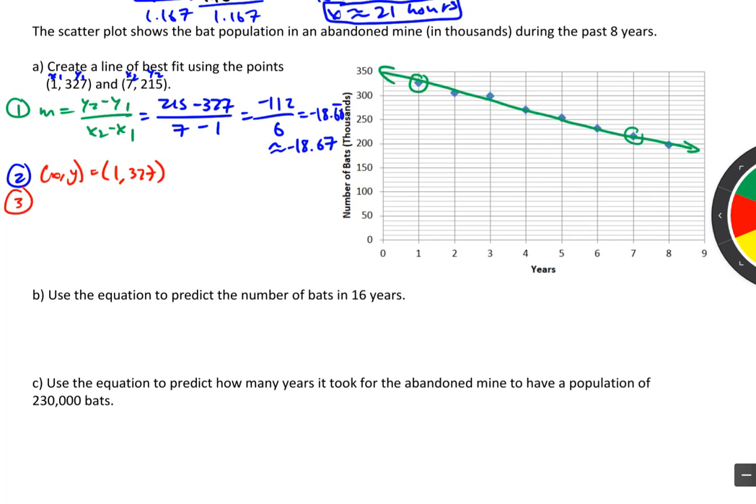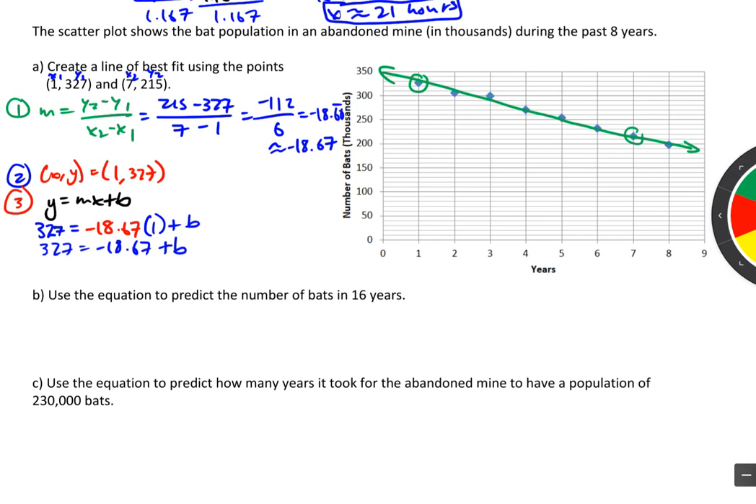Okay, step 3. Now we want to use our equation. So remember the equation of a line, y equals mx plus b. So y is 327. m in this case is our slope, so it's negative 18.67. x is going to be 1, plus b. Multiply that out, 327 equals negative 18.67 plus b, because anything times 1 is just itself.